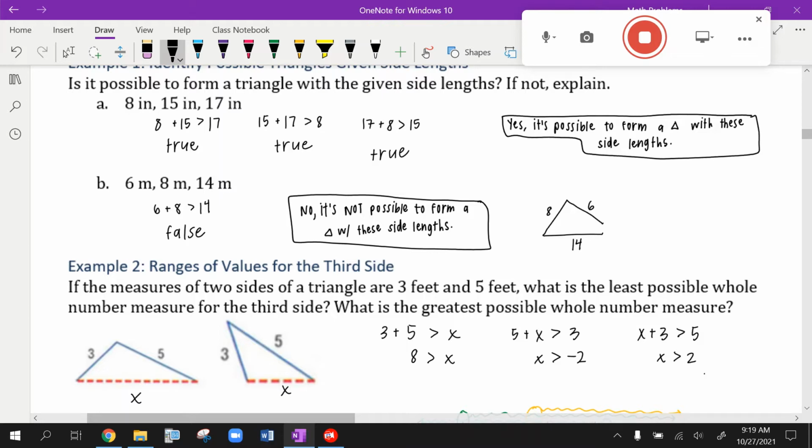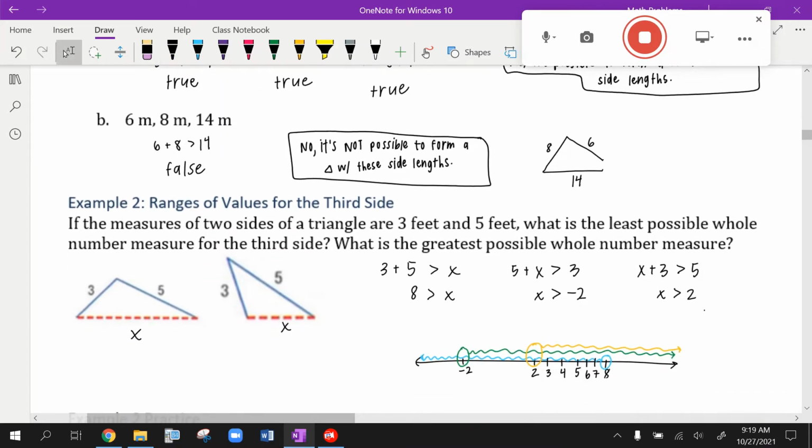Let's go ahead and plot these out on a number line. So for example, if x is less than 8, I plotted that in blue. I circled the 8 and went to the left since x is less than 8. Next, x is greater than negative 2. I plotted in green. I started at negative 2 and went to the right. And finally, x is greater than 2 is in yellow.